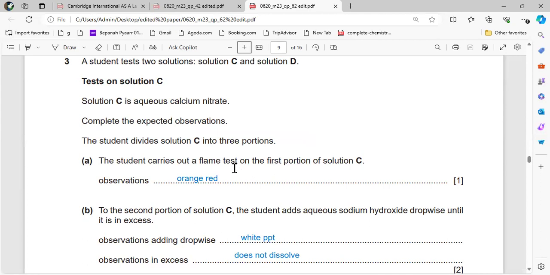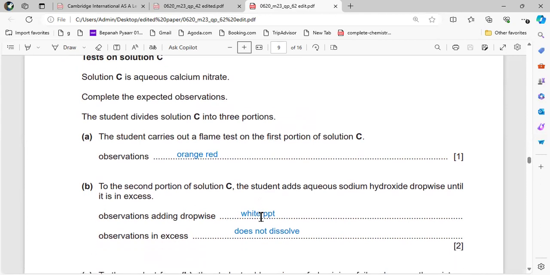Now they are carrying out a flame test. Here we already know the compound, which is calcium nitrate. As it is calcium, the color of the flame will be orange red. To the second portion of solution C, the student adds aqueous sodium hydroxide dropwise until it is in excess.